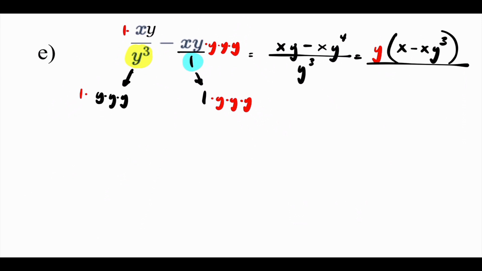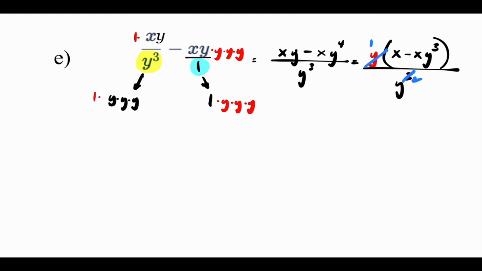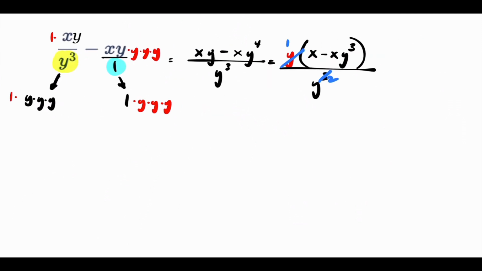Now the bottom is going to stay the same. So why did I do that? Because now the GCF is a monomial now. It can cancel out with the other monomial there. So if I cancel them out, the y on top becomes a 1. I shouldn't say goes away. It becomes a 1. The bottom loses a power. So now you have x minus xy to the third over y squared.